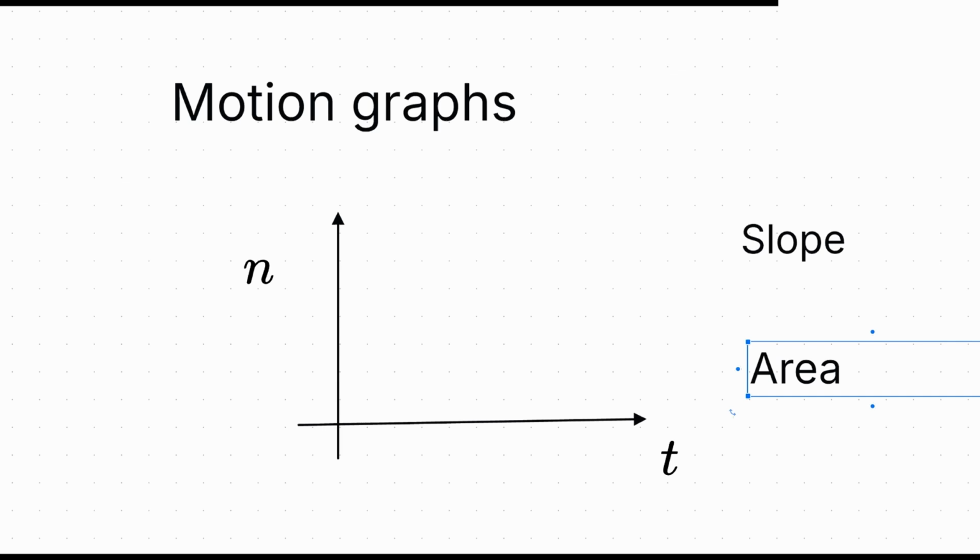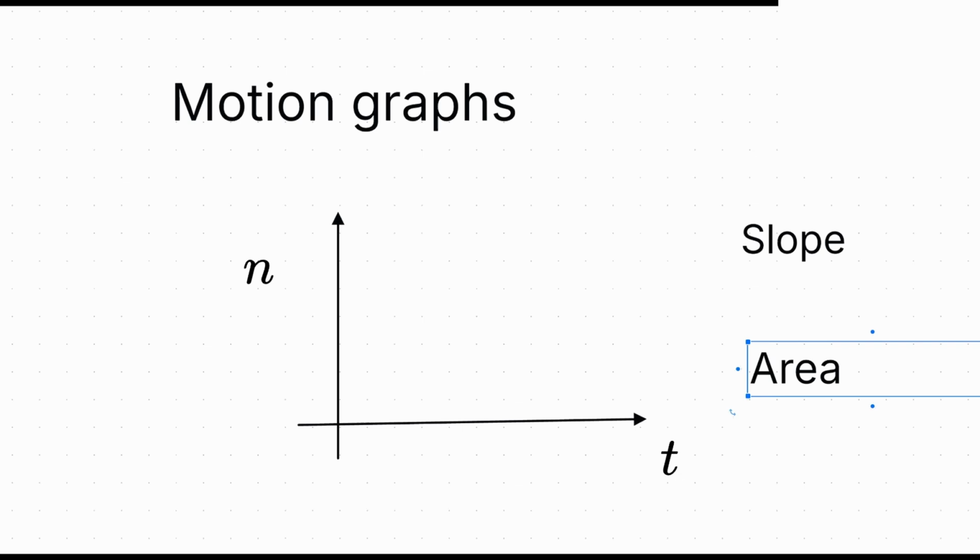Now, before we learn to interpret specific types of motion graphs, we first have to know how to interpret the slope and area of a specific motion graph. Whenever some quantity n is graphed against time, it shows the values of that quantity as time progresses. So, depending on the slope and area of the graph, you can get some interpretations.